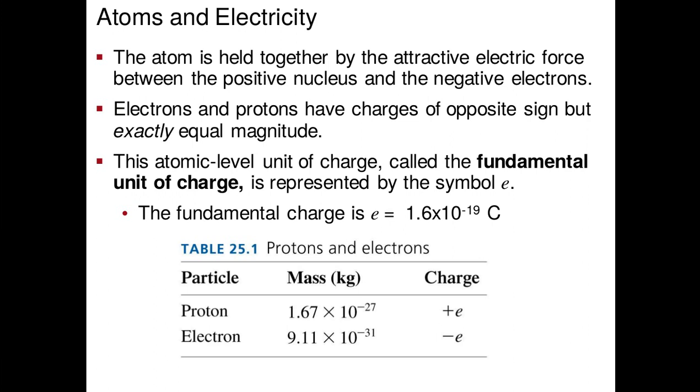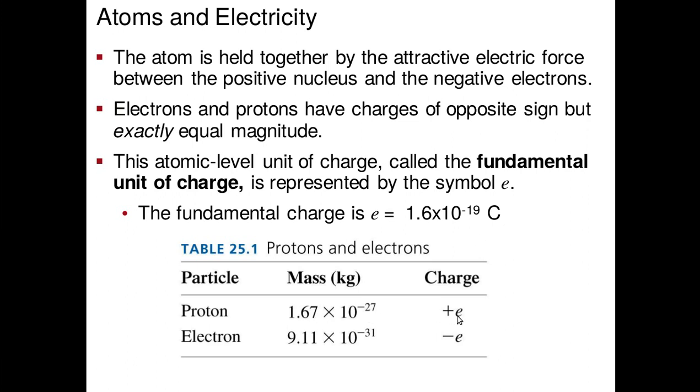Protons and electrons both have mass, and they have equal and opposite charges. They have the same magnitude of charge, but their sign is opposite. So we give the proton a plus sign because it's positively charged, and the electron is negatively charged, so it's got a negative sign. The fundamental unit of charge is 1.6 times 10 to the negative 19 coulombs. We're going to be using that number quite often in the next couple chapters. This is a value that's handy to have close by.